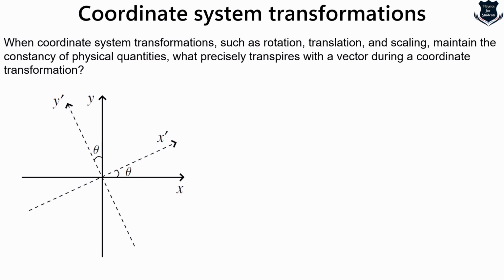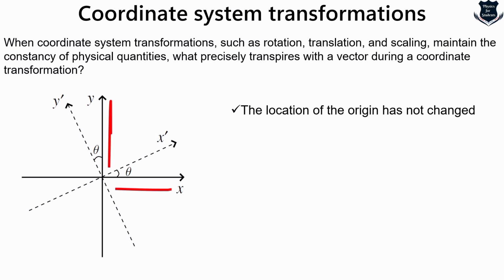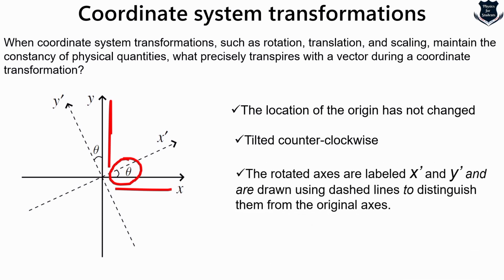So you see on the left hand side, this is a simple x and y coordinate, and what I have done is that I have just rotated this. So on rotation, what happens? The location of the origin has not changed, obviously. So only what happens is that both the x-axis and y-axis have been tilted counterclockwise, and there is an angle which is formed, that is theta. The rotated axes are labeled x prime and y prime, as usual we do in physics and mathematics, and are drawn using dashed lines, as you can see on the left hand side, to distinguish them from the original axes.